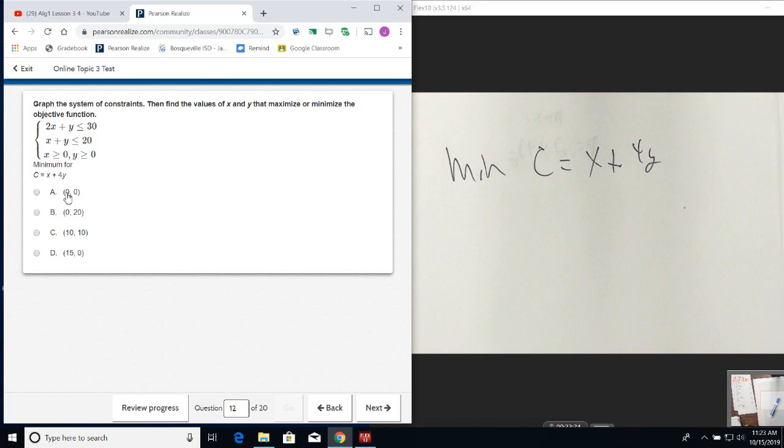Could you do that one mentally? What's 0? If x is 0 plus 4 times 0, that's 0. You think any of these are going to give you anything smaller than 0? This one's going to give you 80. This one's going to give you 10 plus 40, which is 50. This one's going to give you 15 plus 0, which is 15. So the smallest value is 0 when you plug it in. x is 0, and 4 times 0 is your y, which is 0.